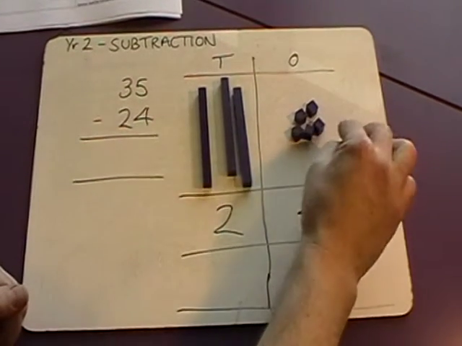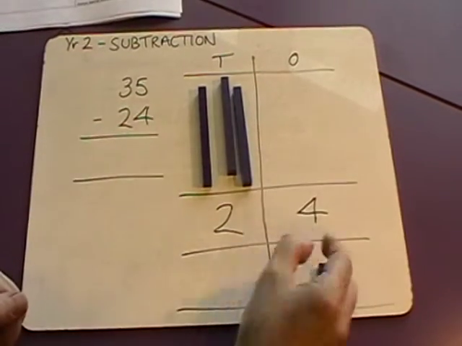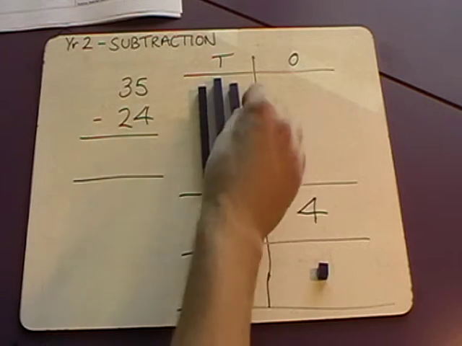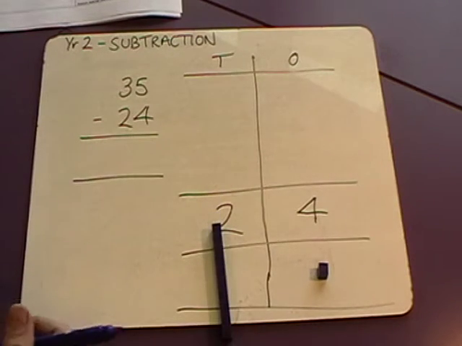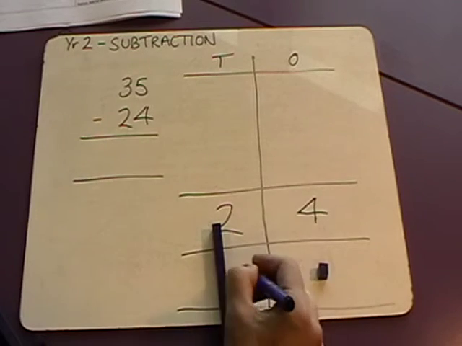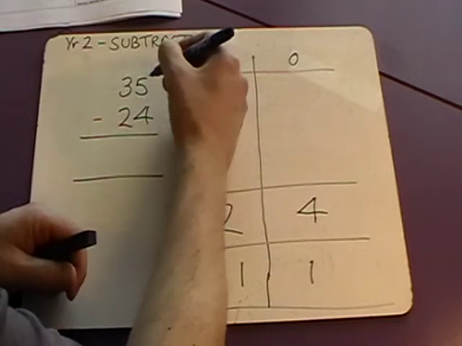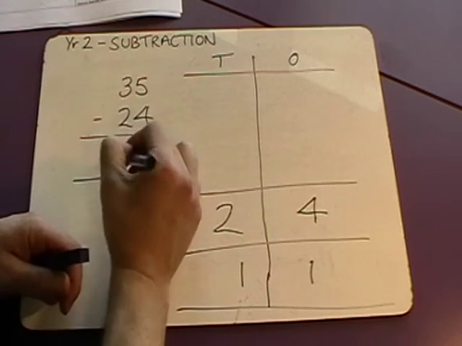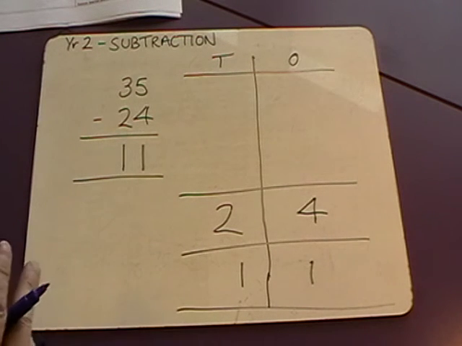So we've got 5 and we can take away 4. 1, 2, 3, 4. And it leaves us with 1. And then we've got 30 and we take away 20. 2 tens, 1, 2, and that leaves us with 1. So our answer is 11. 1 ten and 1 one. And our answer, if we transfer that here, we've got 5 subtract 4 is 1, and 3 tens subtract 2 tens is 1 ten. So our answer is 11. And that's how we begin to show our 2-digit subtraction using columns in Year 2.